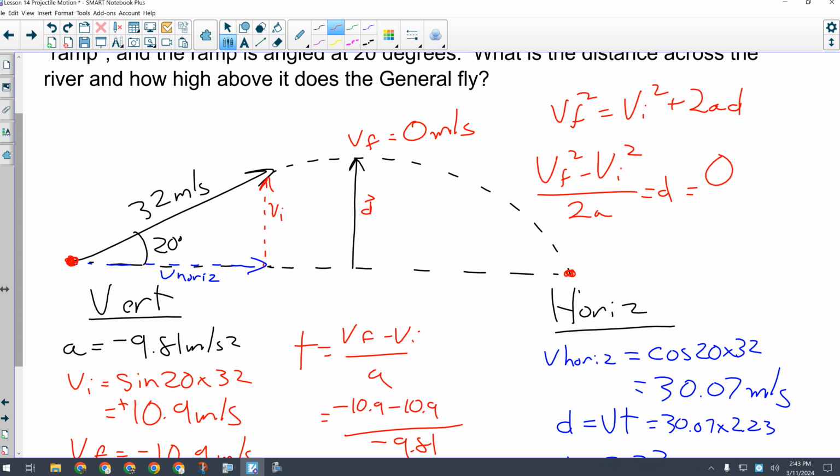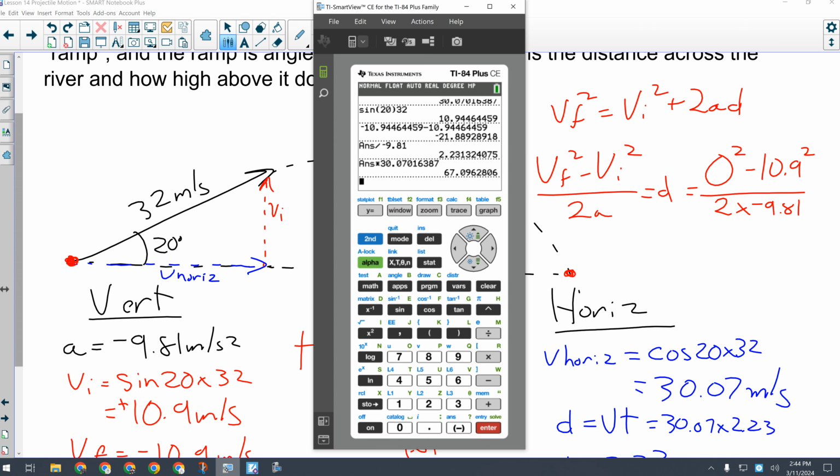So that's going to be 0 squared minus 10.9 squared with all the decimals, divided by 2 times negative 9.81. Keeping the negatives in here is important, okay? Because direction matters here. This object is changing direction as it flies through the air. All right, so 0 minus that number squared. Okay, so there's the top, divided by 2 times negative 9.81.